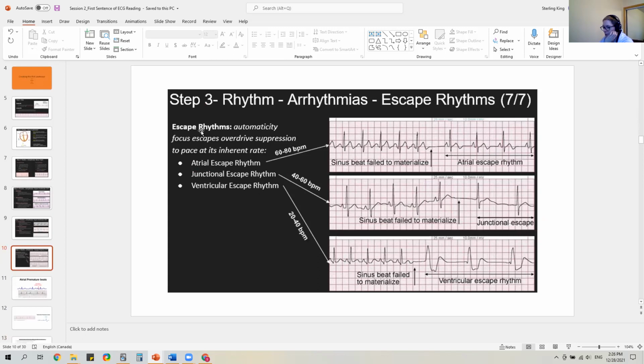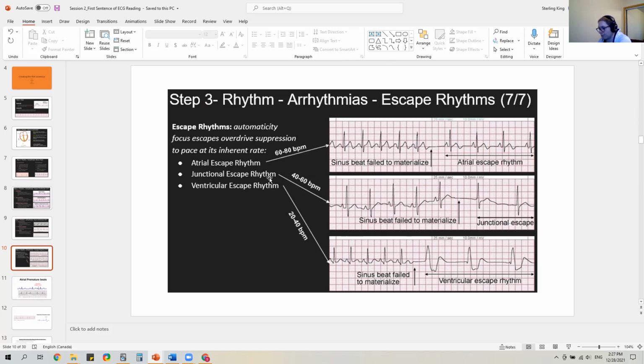Escape rhythms. So this is what we were just talking about on the previous slide. Essentially, if the SA node isn't firing at a constant rate, something else will take over for it. Generally, the atria do it first. And so what you can tell is this P wave has a nice rounded shape. It's like a hill, but then this one's nice and sharp, like a mountain. So you can see that sharp, sharp, sharp. So this is an atrial escape rhythm, and it should be about 60 to 80 beats per minute. So if we count 300, 150, 75, yeah, it's about right.